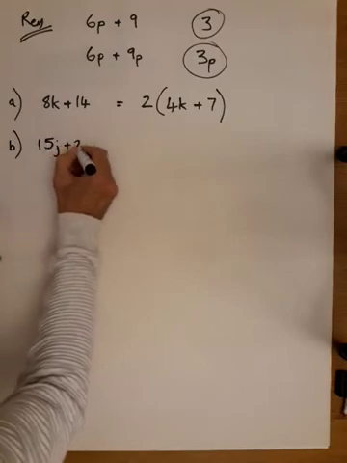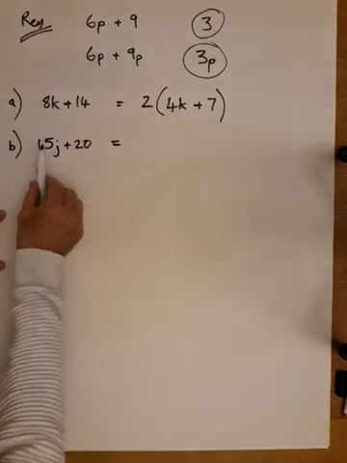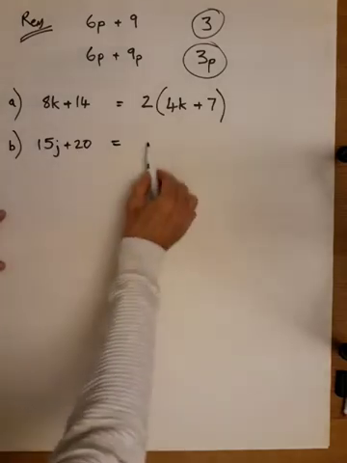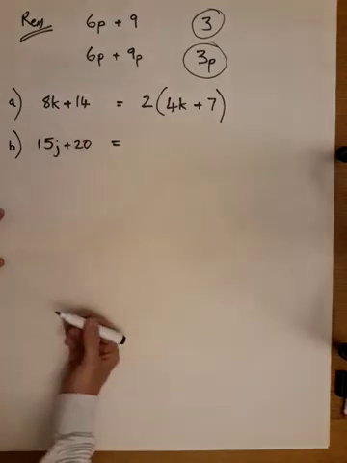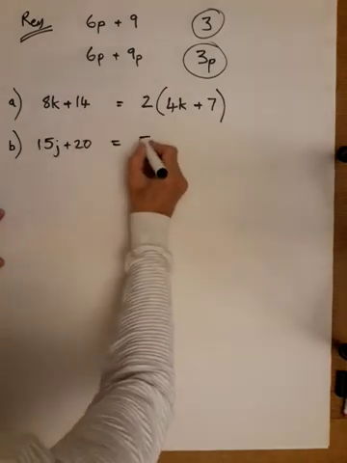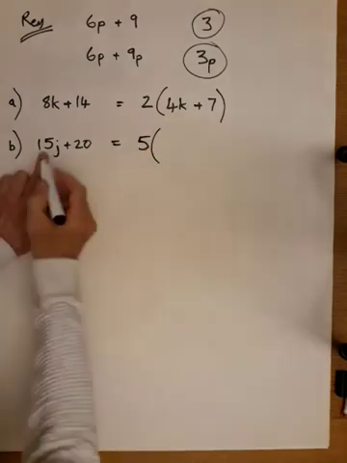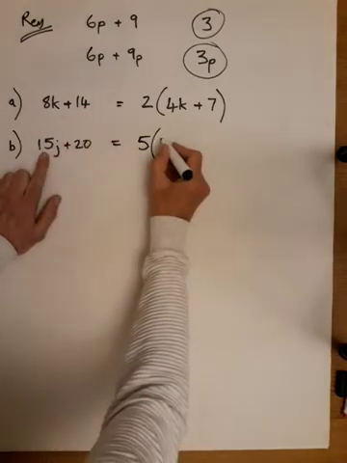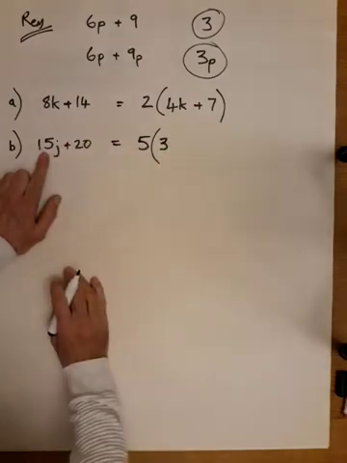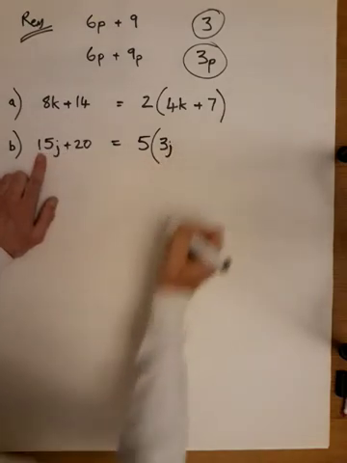15j plus 20 equals. So we need something that is common in there, and it's going to appear outside of our bracket. Well, both of these numbers are divisible by 5. So let's put 5 outside the bracket. And then what number do I have to multiply 5 by to give me 15? The answer is 3. Well, it's not just 15, it's 15j. So I need to put the j there as well.